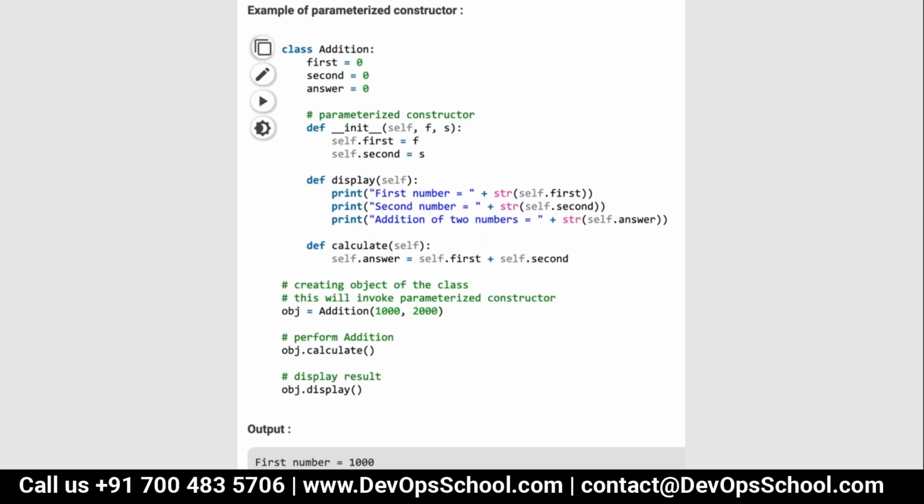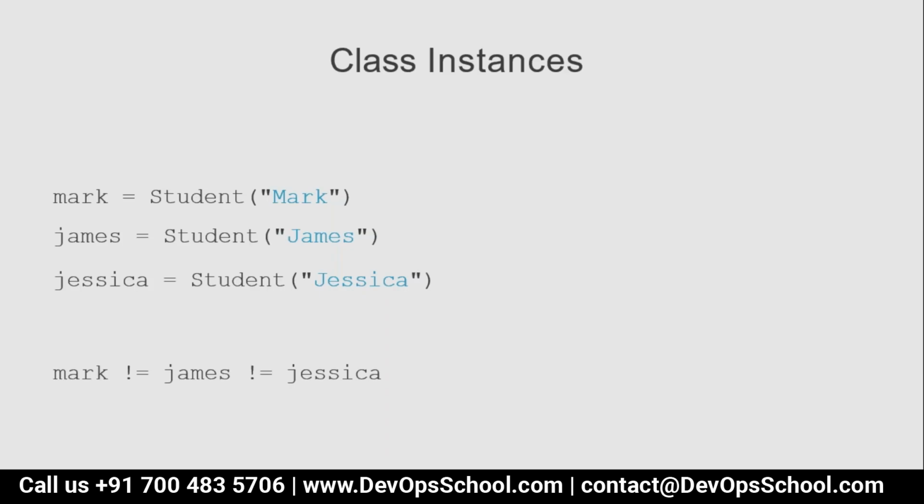If you look at it very carefully, display function, third line: addition of 2 numbers, and here you are doing plus str self.answer. Self.answer means the same class, and then which variable, that answer, whatever you have set in the calculate. So that is being done. So this is the way you can use this and get it started.